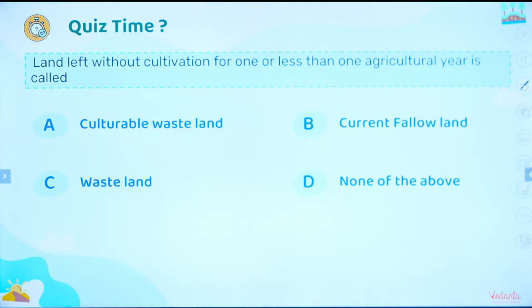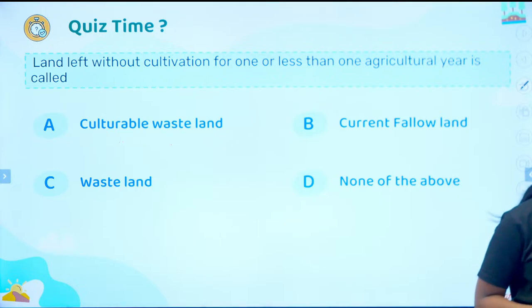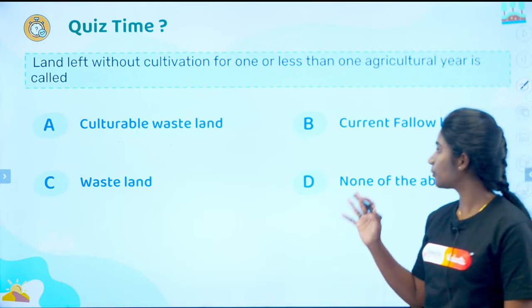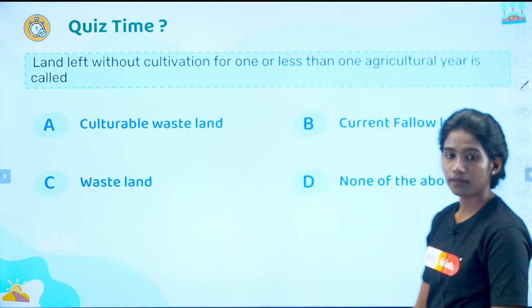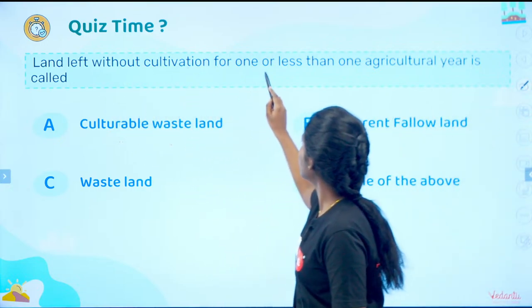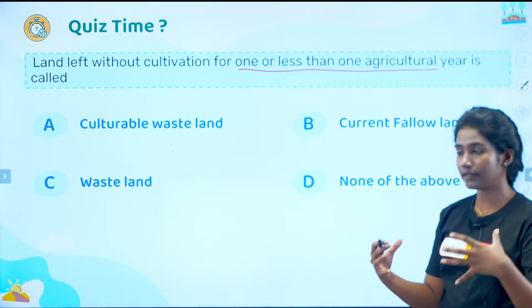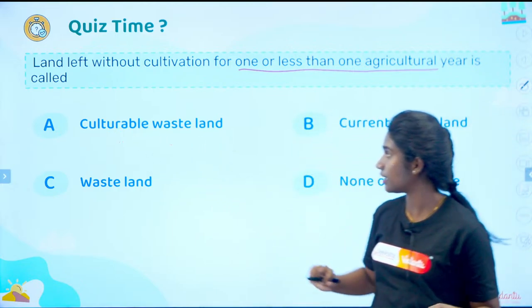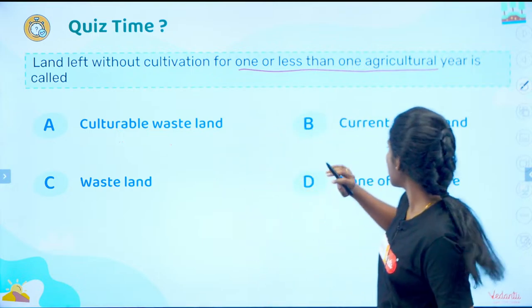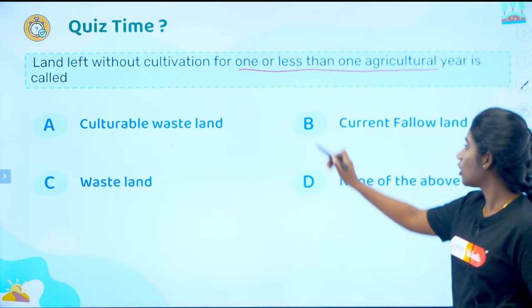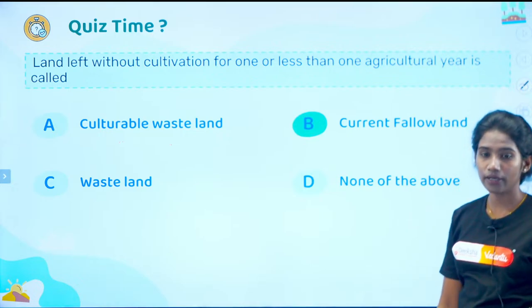What is the answer for this question? Is it option A, B, C or D? See here, a land is left without cultivation for one or less than one agricultural year. So, it is less than one agricultural year a land is left. So do you think it is culturable wasteland, or is it current fallow land, or is it wasteland, or is it none of the above? It is option B, current fallow land.